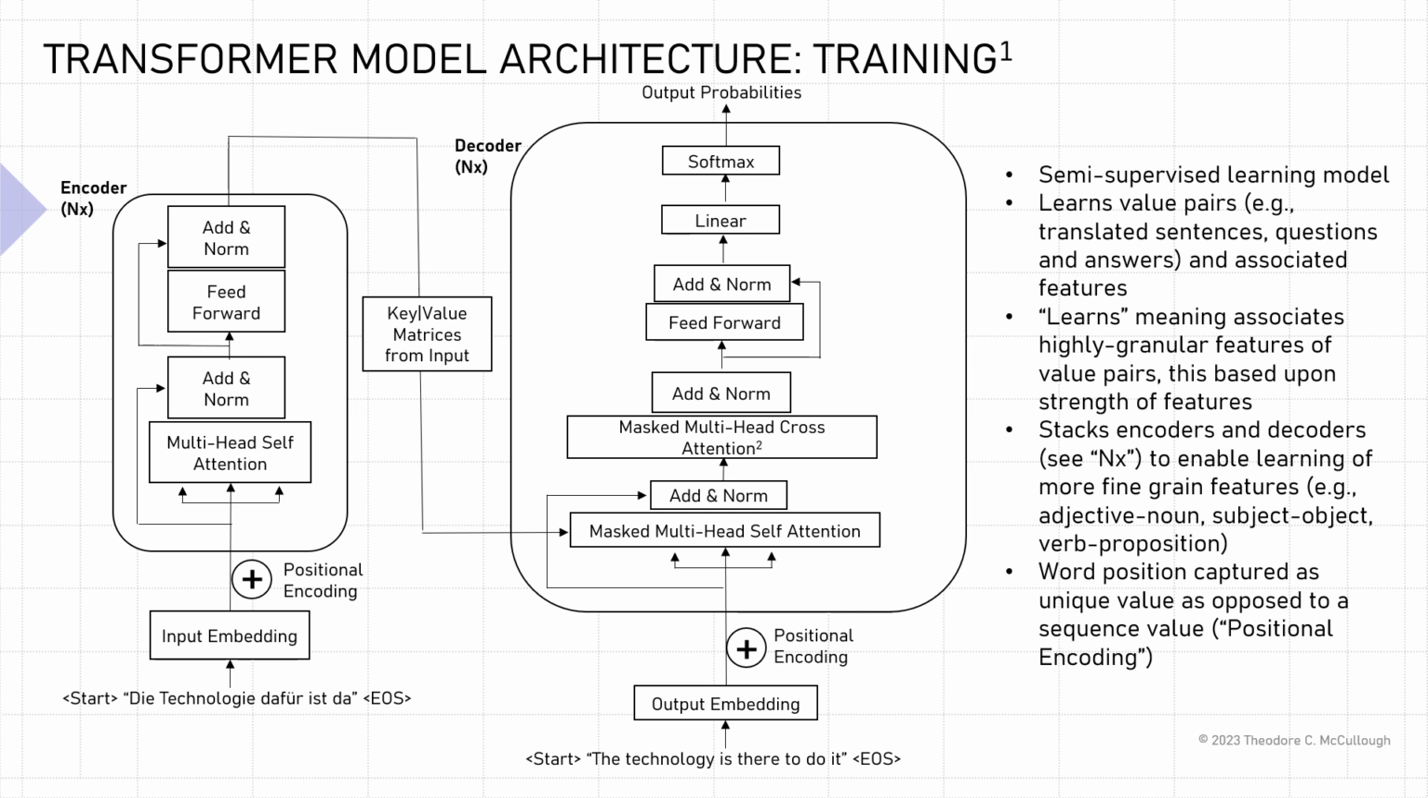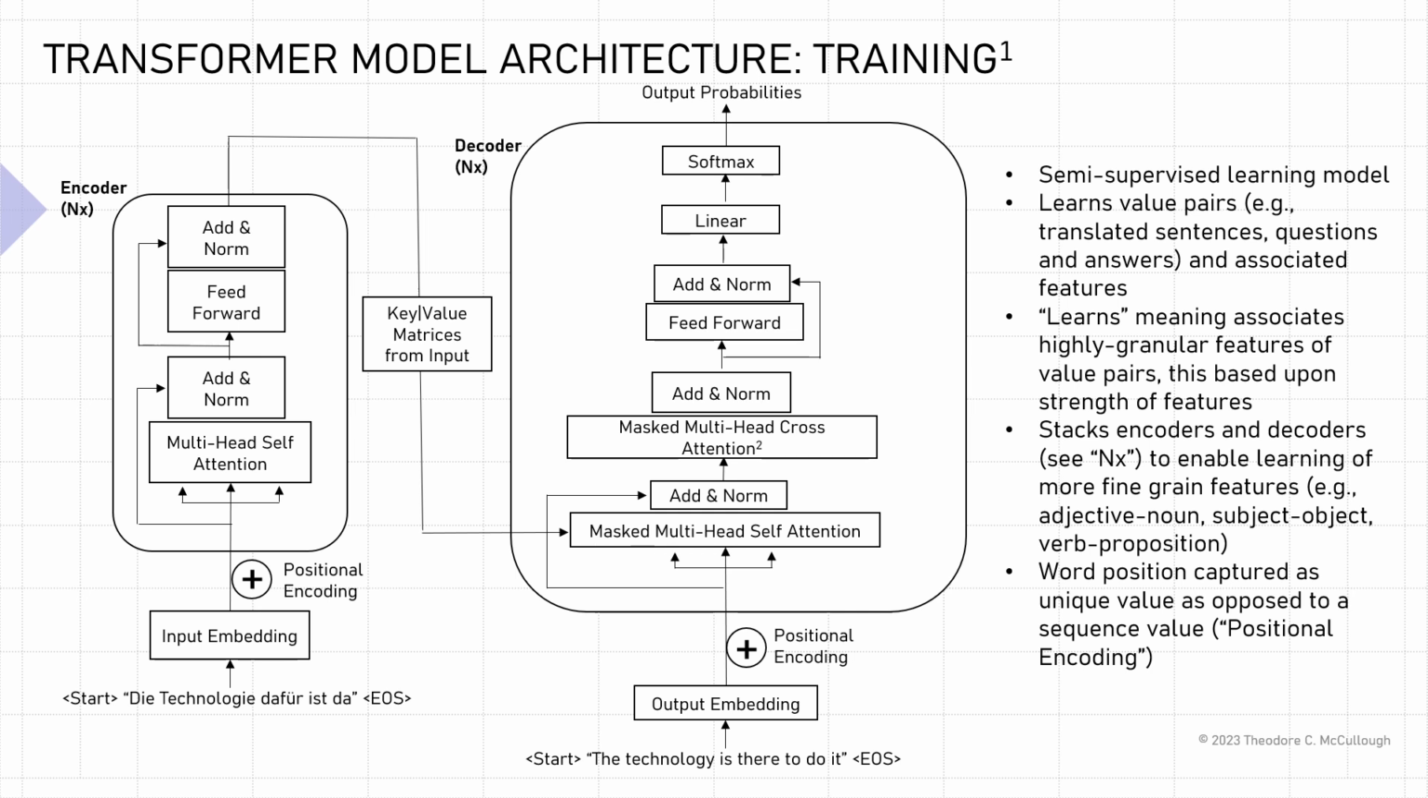This model is at a high level a semi-supervised learning model, which means that there's no affirmative labeling of inputs. Whereas for other types of AI approaches, such as deep learning, you may affirmatively label an input that is then learned, here there's no affirmative labeling. Rather, value pairs are passed in and they're learned. These value pairs may be, for example, translated sentences, question and answers, and their associated feature.